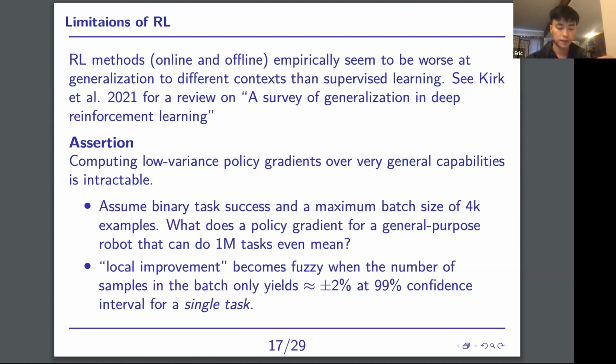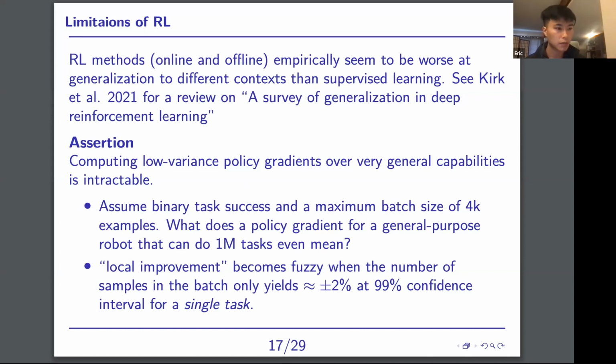The high level idea of why reinforcement learning is a worse optimizer than supervised learning is that you need to do a lot more work to get the same gradient information. For example, if you're training a robot to do different things and your robot either does it or doesn't, so you have a binary success signal, then to estimate a policy gradient to get within a confidence interval of, let's say, 2% improvement at 99% confidence, you need to gather about 4,000 examples, and that's just for one task.